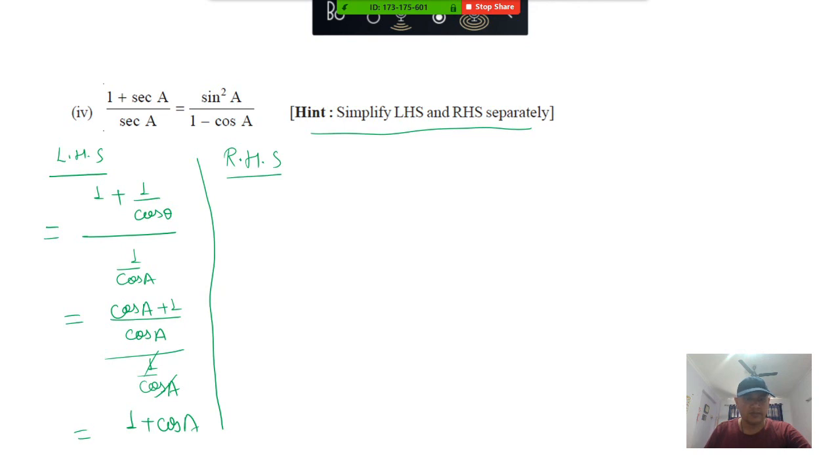The RHS is sine square a. As we know, we have the identity sine square a plus cos square a is equal to 1, right? So from this, if we calculate sine square a, we get 1 minus cos square a.